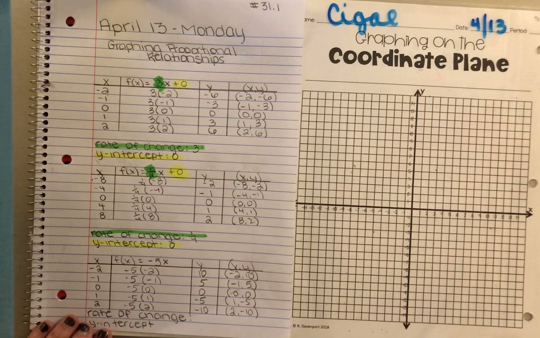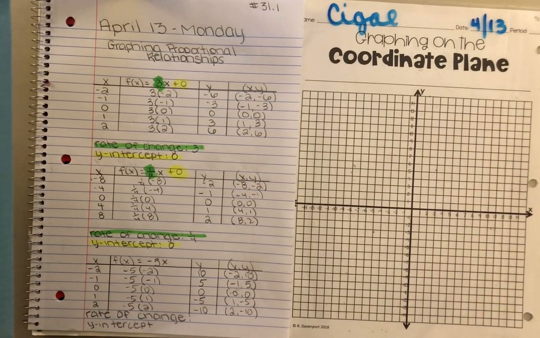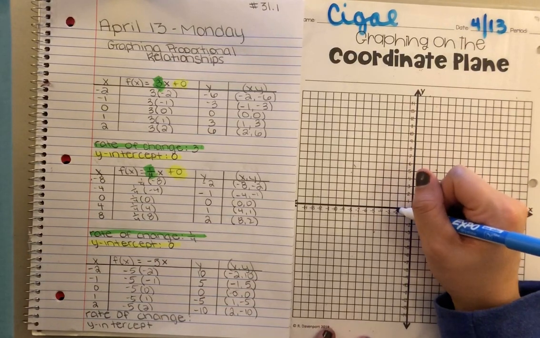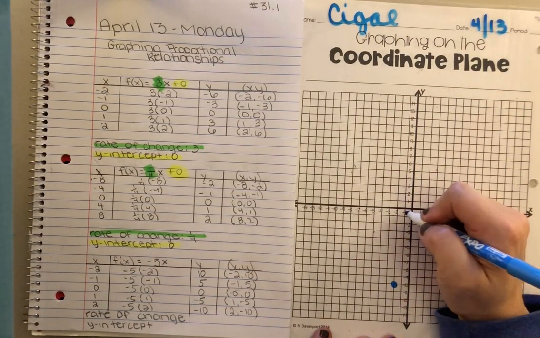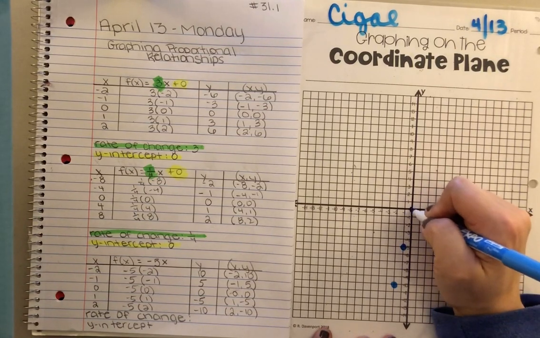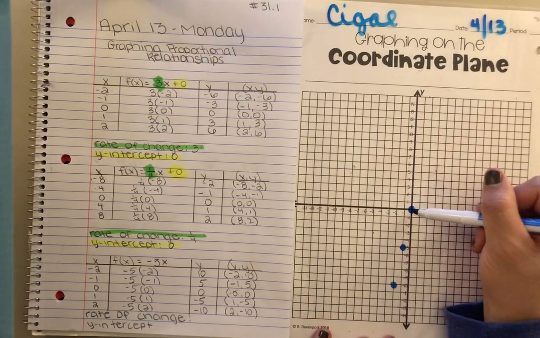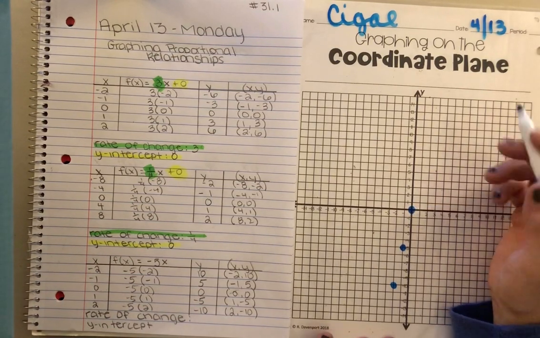So I'm just going to plot all of these points. Then we're going to look at the slope or rate of change and the y-intercept. So -2, -10, -1, -5. 0, 0 again. Hopefully now you've seen this pattern. All of our proportional relationships are going to cross through the origin.